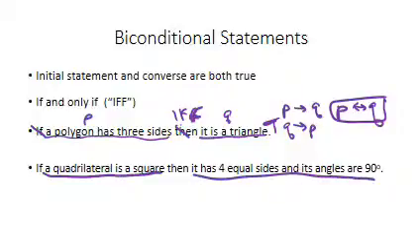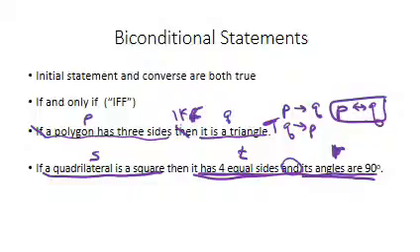I'm going to use different letters here just to show you that I can. I'm going to call my hypothesis S. So S is the quadrilateral is a square. Now there are actually 2 things that are going on here in my conclusion. I've got 4 equal sides here. I'm going to call that T. And I also have that the angles are 90 degrees. I'll call that R. I've got this word "and" here though.